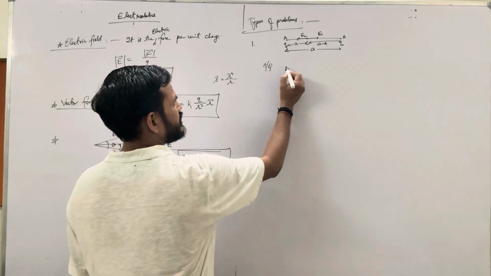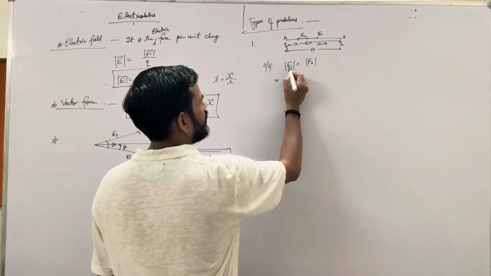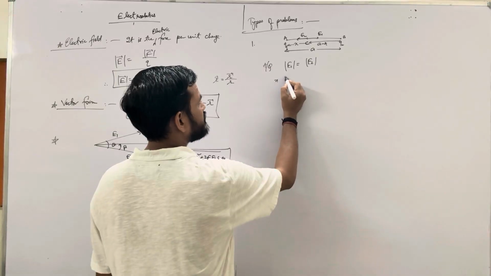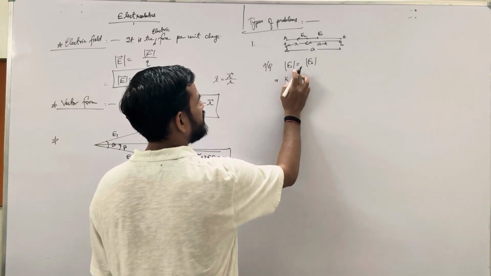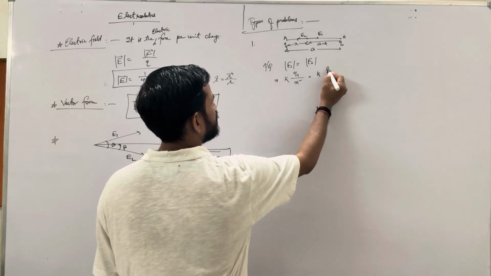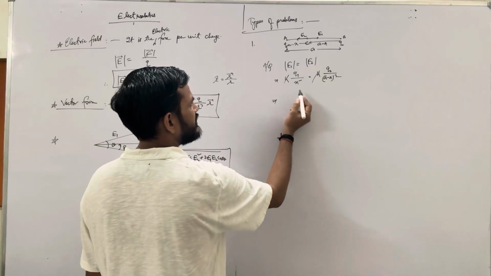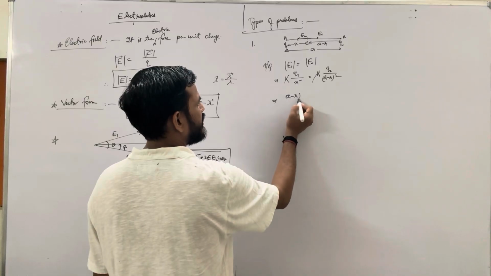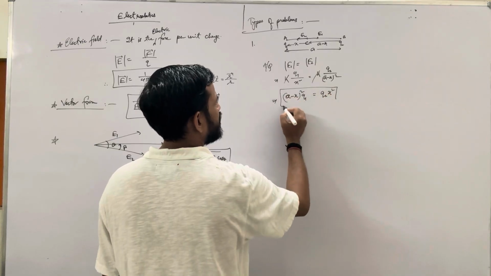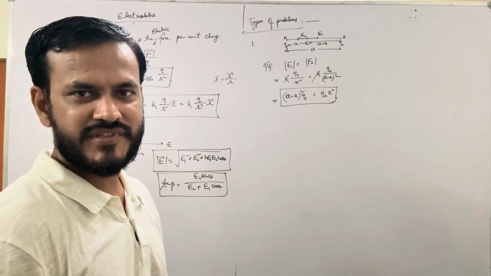Now, according to the question, magnitude of E1 should be equal to magnitude of E2. So you'll have K Q1 by x square should equal K Q2 by A minus x whole square. K gets cancelled and you get A minus x whole square Q1 equals Q2 x square. You solve this quadratic equation and you get the value of x. That's how you solve such problems.